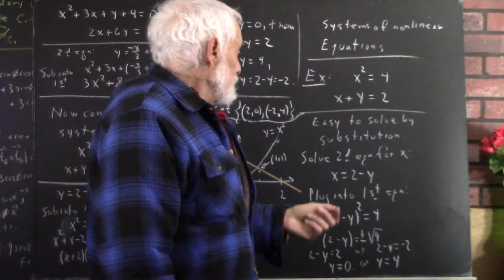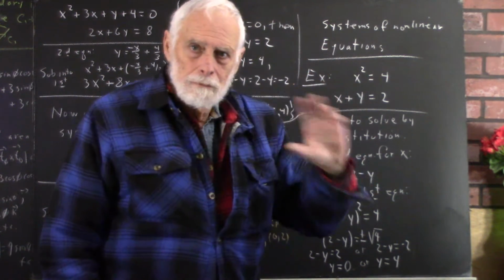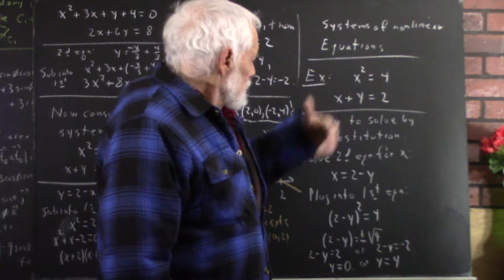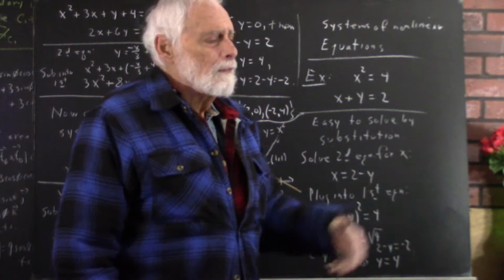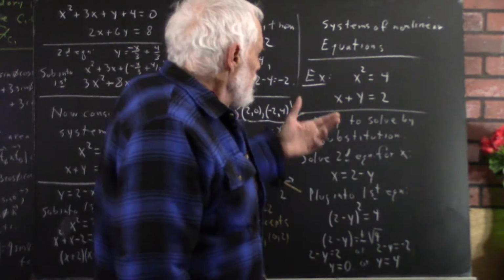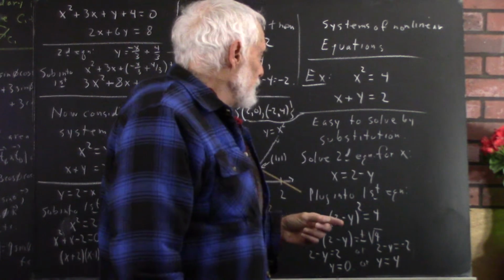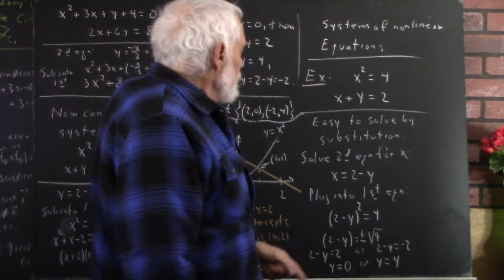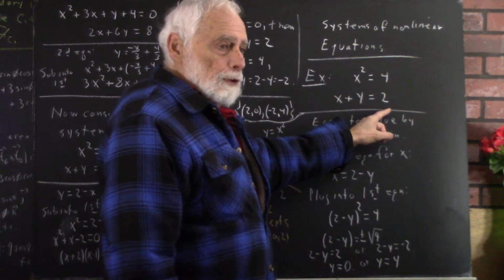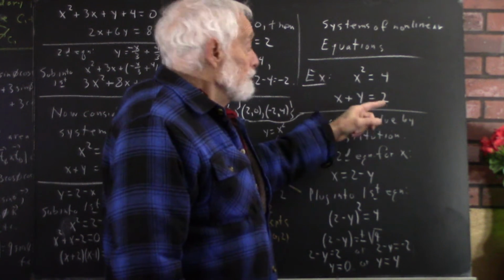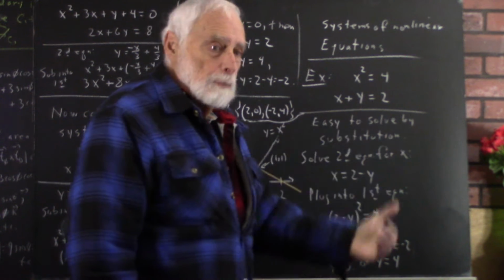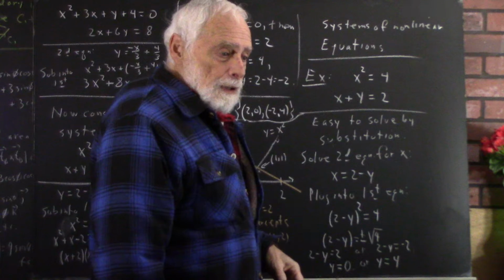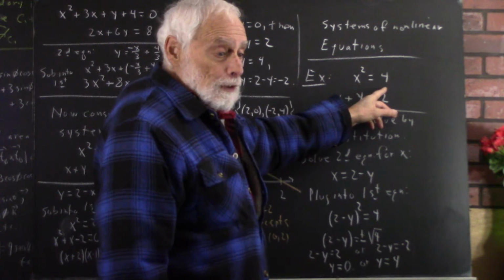Well, one way to solve it, just using common sense, is if x squared equals 4, we could conclude that x equals 2. It wouldn't be a particularly good conclusion, but it would lead us to something, and we'll see why it wasn't a good conclusion. If x equals 2 and x plus y equals 2, then y better be equal to 0. So the ordered pair (2, 0) would be a solution.